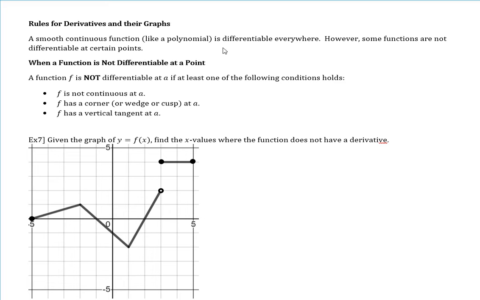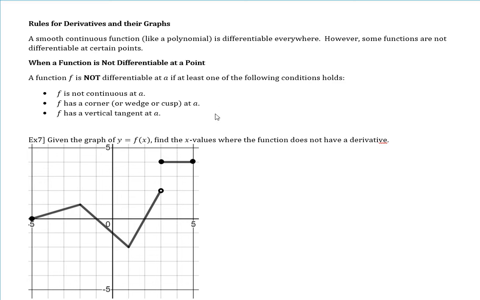So a smooth continuous function like a polynomial is differentiable everywhere. However, some functions are not differentiable at certain points. And it comes down to these three bullets. So a function f is not differentiable at a if at least one of the following conditions holds.